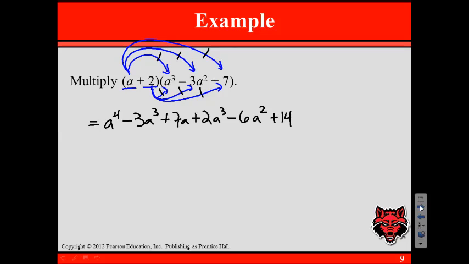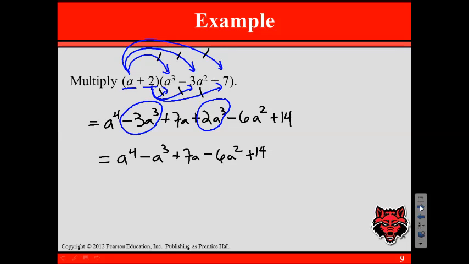So as we go through the problem, we have the algebraic expression with different like terms, negative 3a cubed and a positive 2a cubed. And those appear to be the only like terms we have. So combining those, let's write the result. We have a to the 4th, negative 3a cubed plus 2a cubed becomes minus 1a cubed, or just minus a cubed, plus 7a minus 6a squared plus 14.